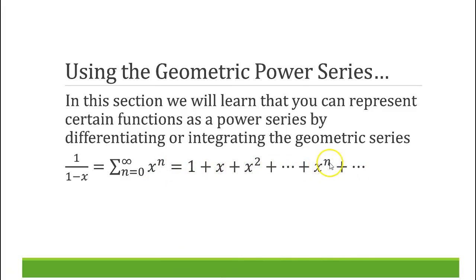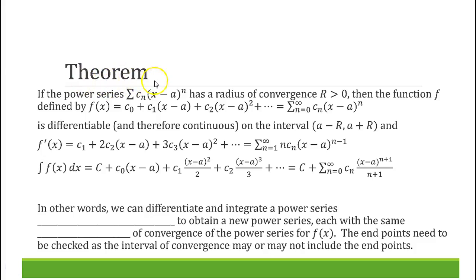with the general term being x to the n, because here, to get from one term to the next, we're multiplying by that common ratio of x. Here's the main theorem we're going to be using in this section. If the power series, the sum of c sub n of the quantity x minus a to the n, has a radius of convergence, capital R greater than 0, then the function defined by f of x equals that power series, so here it's just written expanded out, or equals that summation notation version of that power series.